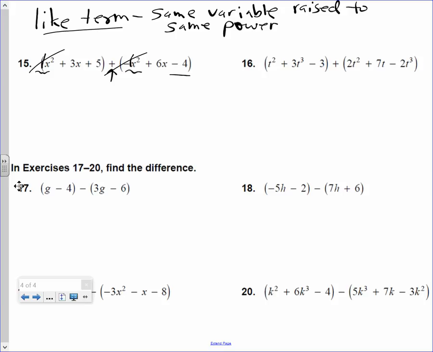3x plus 6x. Look, they're like terms because they have the same variable, and that variable is raised to the same power, namely 1. So I'm going to combine like terms. 3x plus 6x is 9x. We're done. And then numbers with numbers. 5 plus -4 would be +1. We're done. So a trinomial plus another trinomial became a binomial.